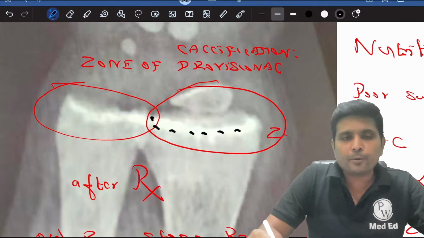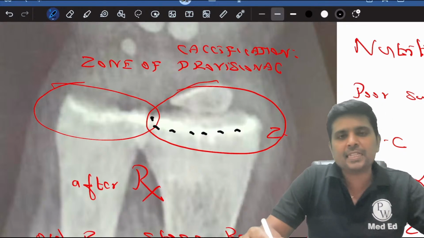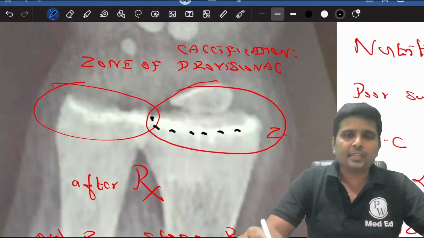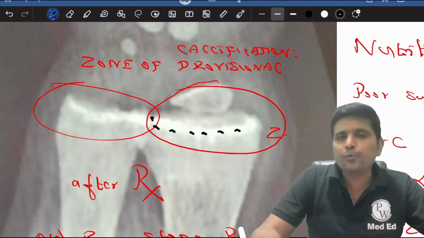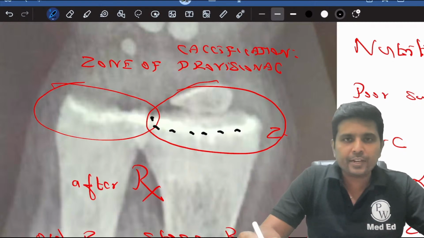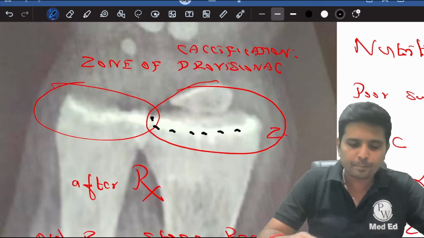So this zone of provisional calcification indicates that the child has been suffering from simple nutritional rickets, otherwise known as rickets due to poor sunlight exposure. And we have seen numerous cases of rickets during the COVID period because children were not properly exposed to sunlight, and thus to vitamin D, during that period.